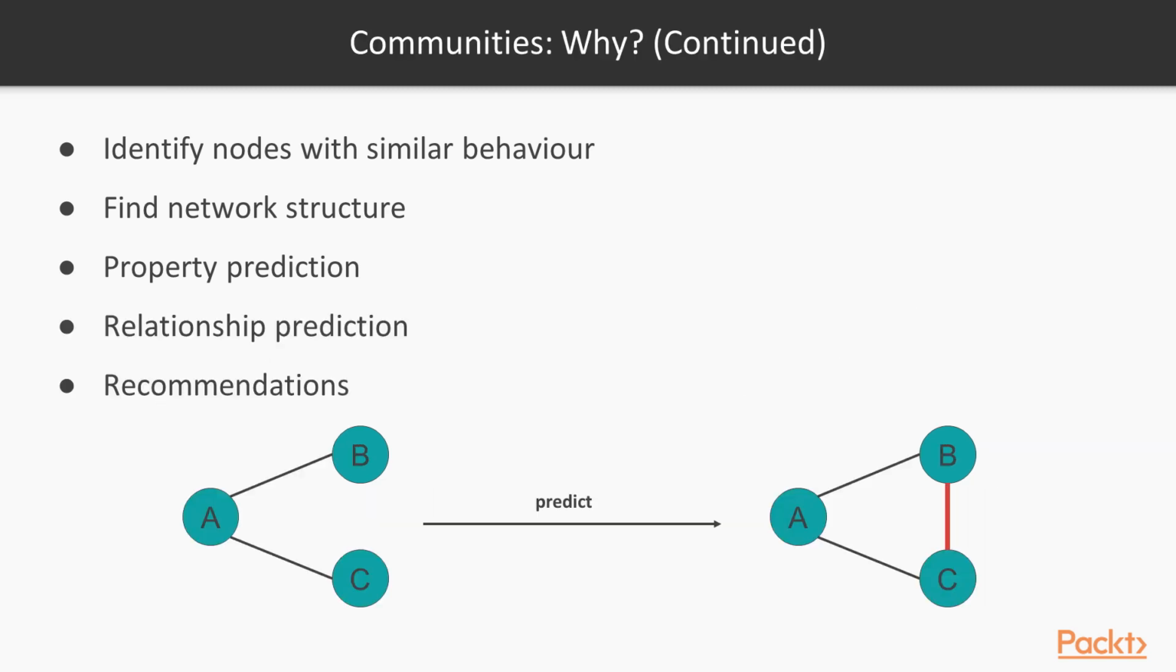Similarly, you can use this information to predict relationships. If A, B, and C are in the same group, they are more likely to have connections between them. This last information can be used for recommendations, for instance.